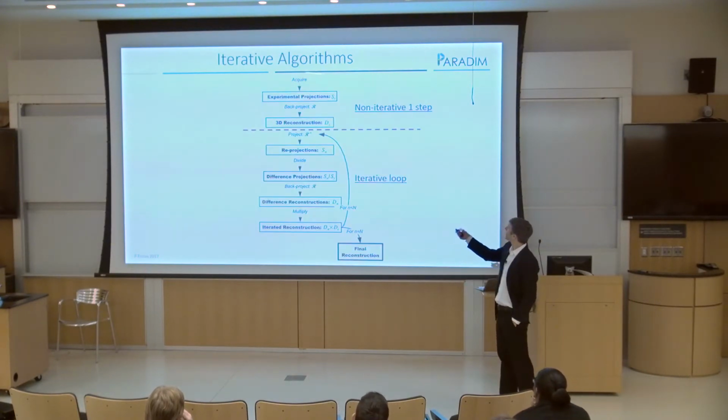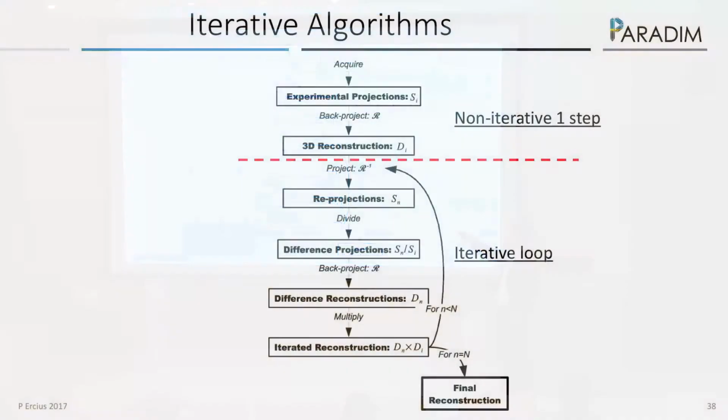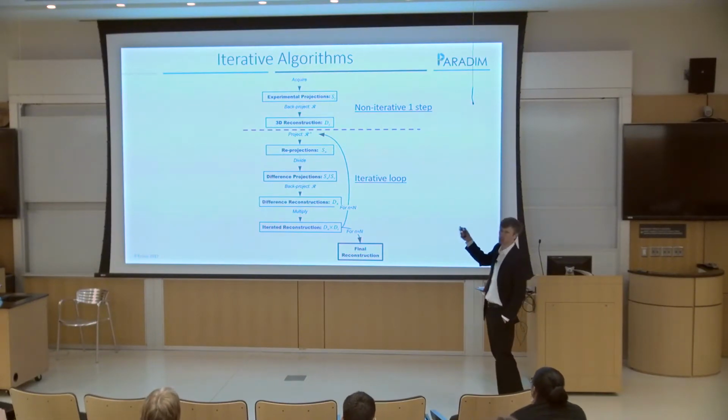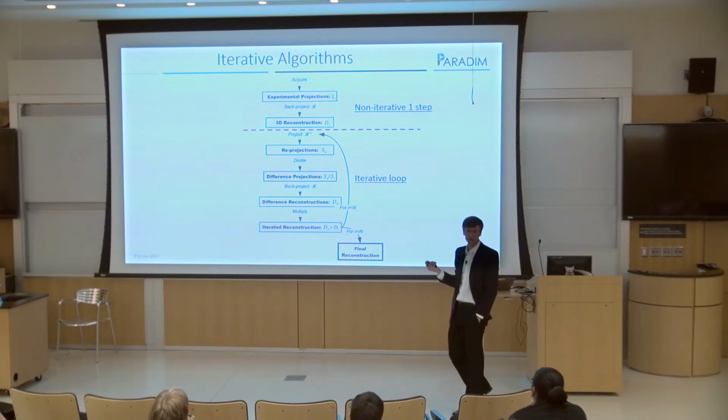So the iterative algorithms then. For a non-iterative algorithm, you just take the experimental projections, back project, you could do weighted back projection, bam, 3D reconstruction. It's very quick. It can be very fast. It could be minutes. It doesn't take hours in some cases.